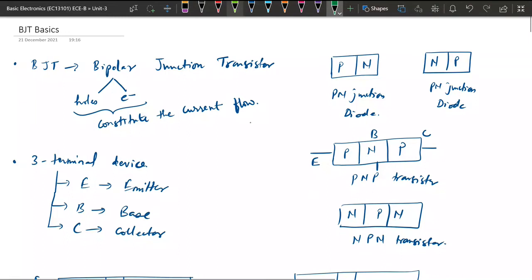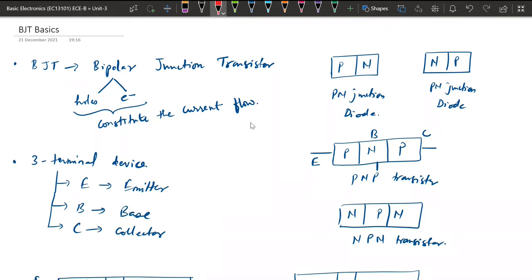Bipolar junction transistor means that, if it is bipolar, it has two different types of charge carriers, that is holes and electrons. So holes and electrons both will be contributing to the current flow. Okay, and this BJT is considered to be constructed by joining two different PN junction diodes.